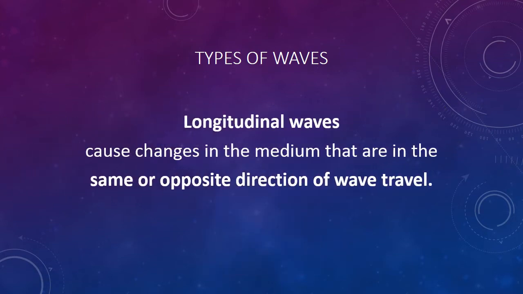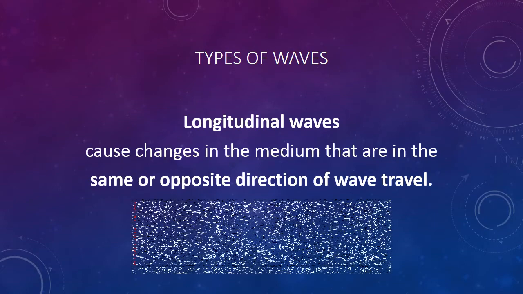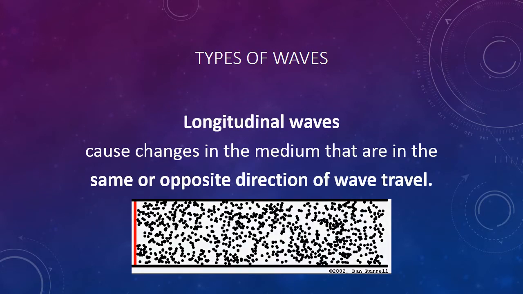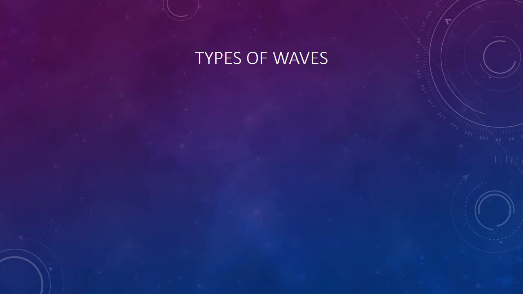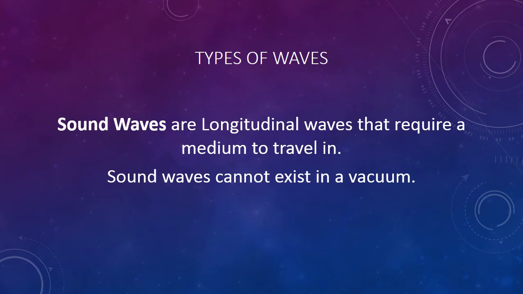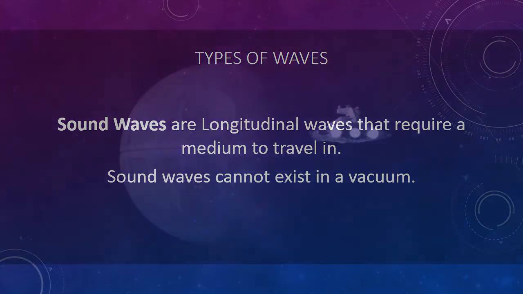Longitudinal waves cause changes in the medium that are in the same or opposite direction of wave travel. The compression waves of molecules in air in a tube are longitudinal waves. And since sound mostly travels in air, sound waves are longitudinal waves. Because sound waves do require a medium to travel in, there cannot be sound in a vacuum.